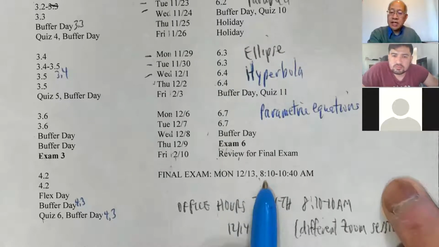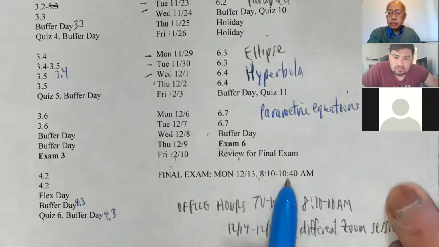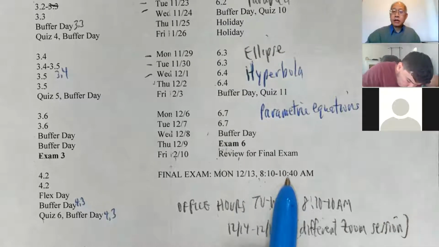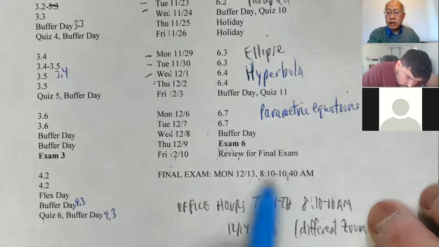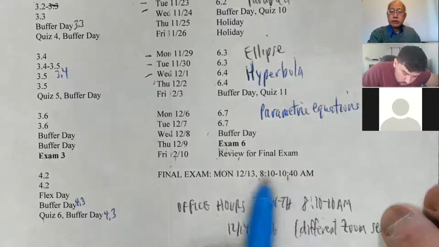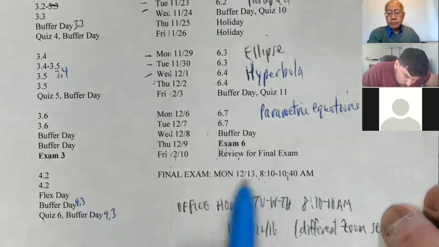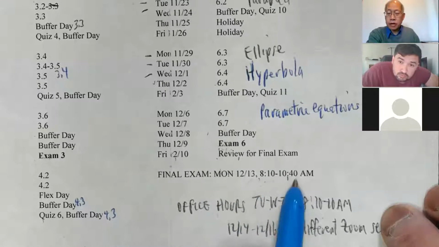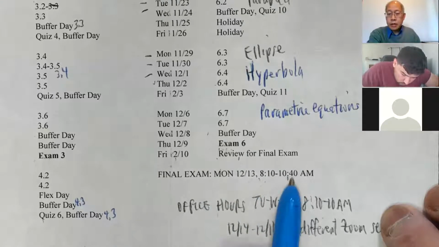Please again notice it's 8:10 to 10:40. That's school schedule. I cannot change that. So if you join our regular time of 9:10, I'll let you, but I have to stop at 10:40. Okay. There's no homework to submit for the final exam. You just take the final exam, submit it by 10:45, and then you're done with the course.